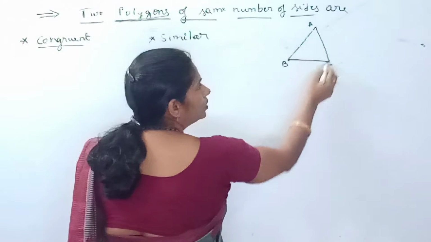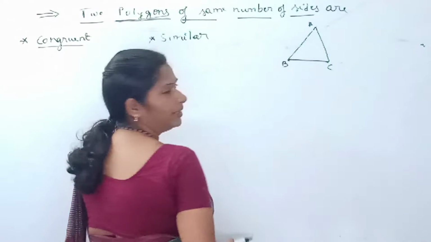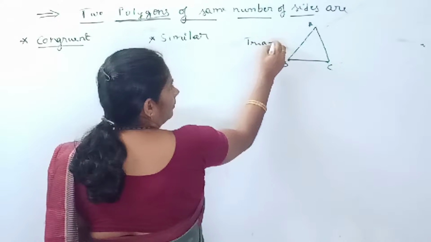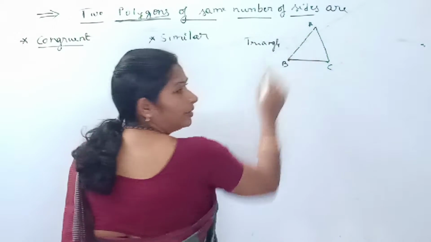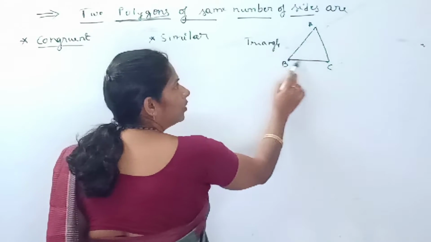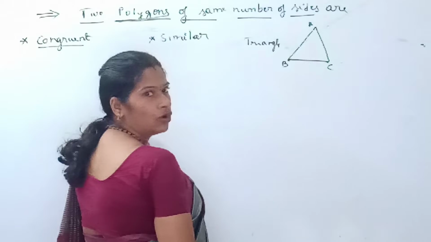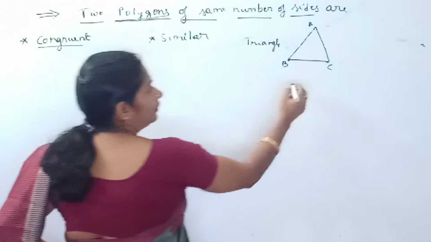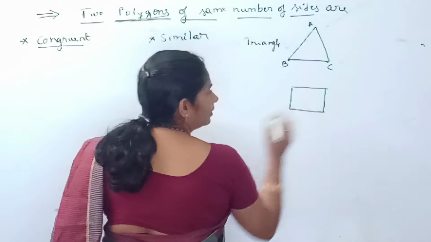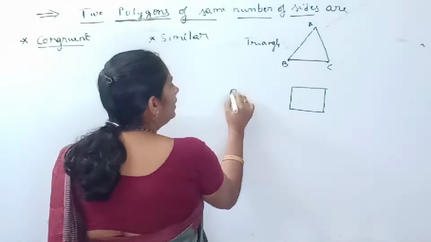Now it is a closed figure bounded by line segments and this is called a triangle. A closed figure bounded by three line segments is called a triangle. A polygon of three line segments is called a triangle. If a polygon has four line segments, then it is called a quadrilateral.